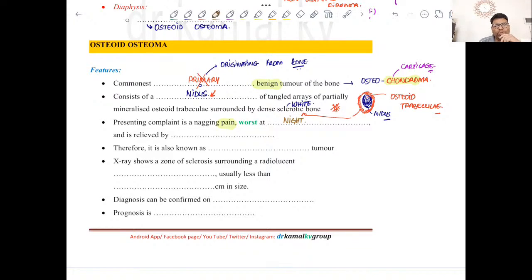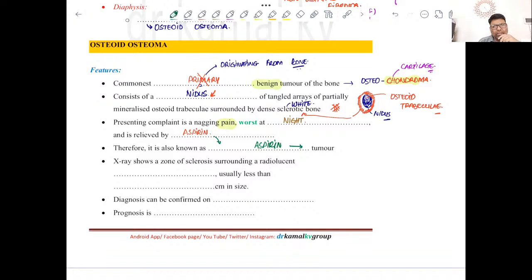So the patient will come to you saying, I am having pain in the leg region, and it is extremely worse at night when I sleep. And if I take aspirin, the pain goes away. So just knowing this fact that the aspirin is relieving the pain of the tumor, we call this condition aspirin tumor. Clear? So this is the nomenclature here.